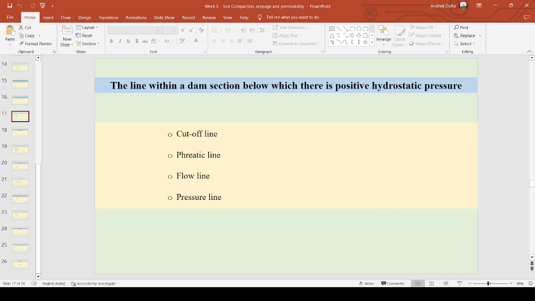The line within a dam section below which there is a positive hydrostatic pressure. What is that line called? The options are cutoff line, phreatic line, flow line, or pressure line.